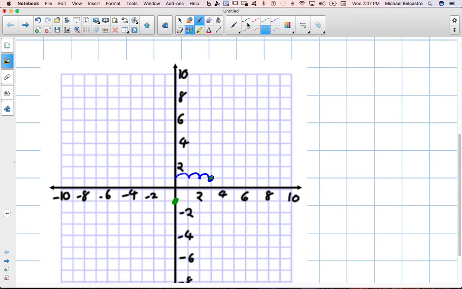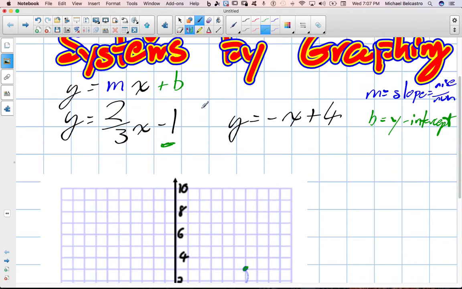Okay, and it doesn't actually matter if we decide to do run first and then rise. It doesn't make a difference. If I go run 1, 2, 3 and rise 1, 2, we're still going to stay on the same line. We're just used to writing it rise over run. Now if you notice, I always did the positive direction. I'm going to show you a little trick here. This has to do with dividing fractions. 2 over 3 is actually equal to -2 over -3.